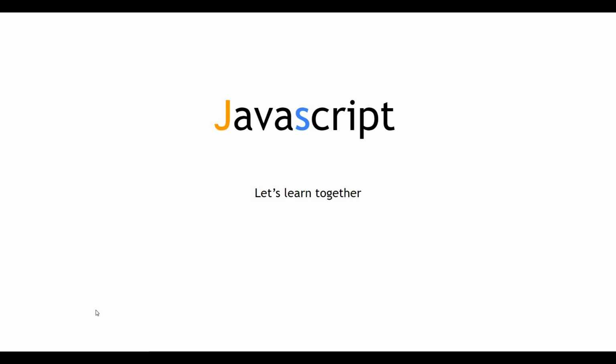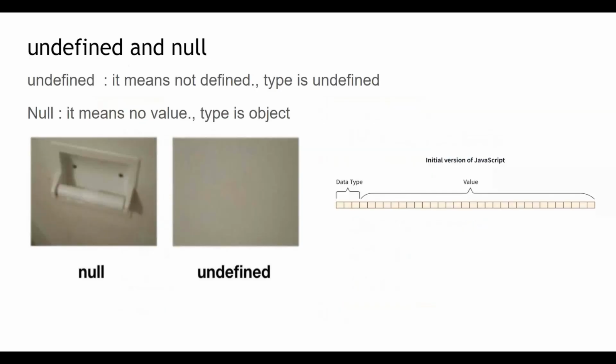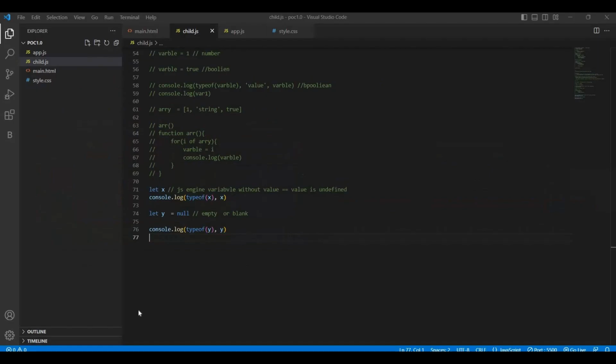As part of learning JavaScript, today we'll discuss data types. In the previous video, we discussed the undefined and null data types. I hope you understood what is meant by undefined, what is meant by null, and the difference between them. So, one more concept I have to tell you about undefined and null. Let's jump into the code.